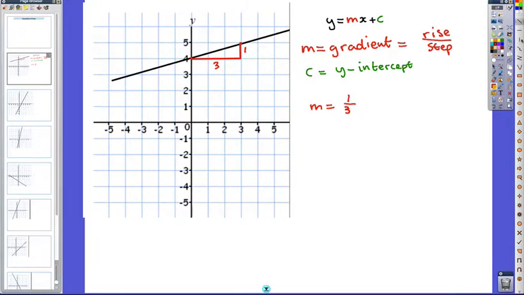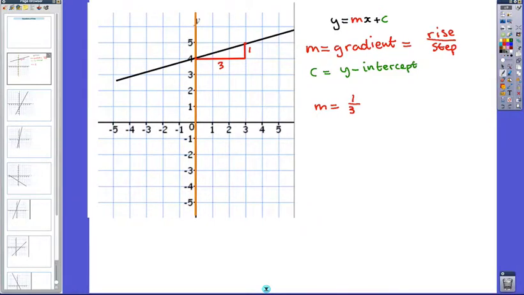Now the y-intercept, which is the next thing we need to work out, is where it crosses the y-axis. So here's our y-axis, and where it crosses the line is over here at this point. And what's your y value? Well, the y value is 4. So c is equal to 4. So to finish off, we worked out the gradient and we worked out the intercept. So y is equal to 1/3, so m is 1/3, x plus c, and it's just a plus 4.